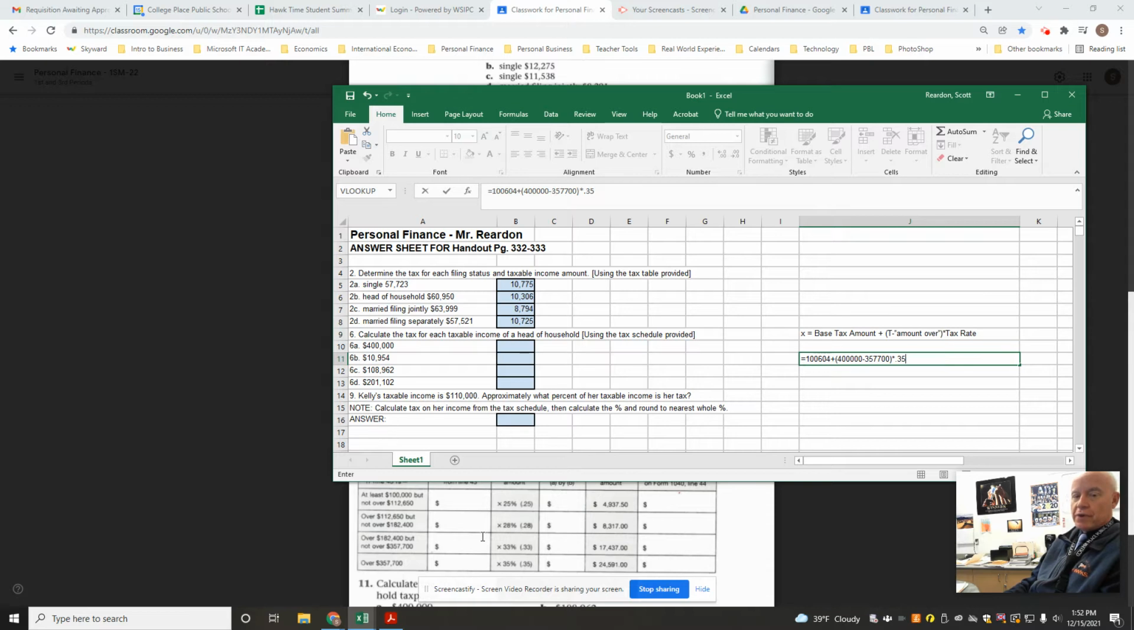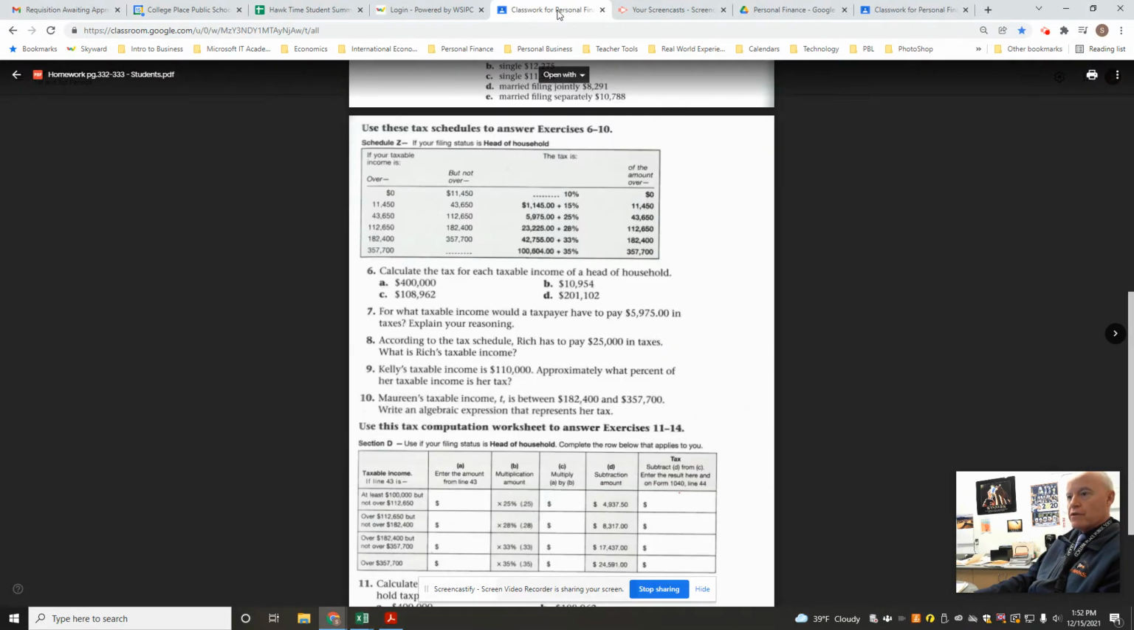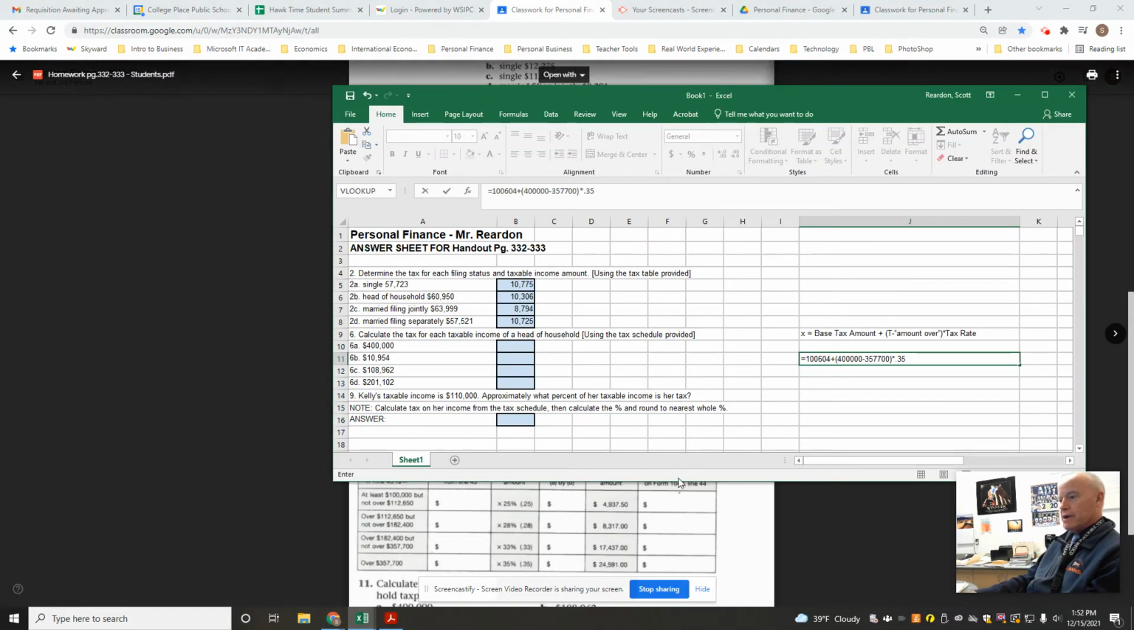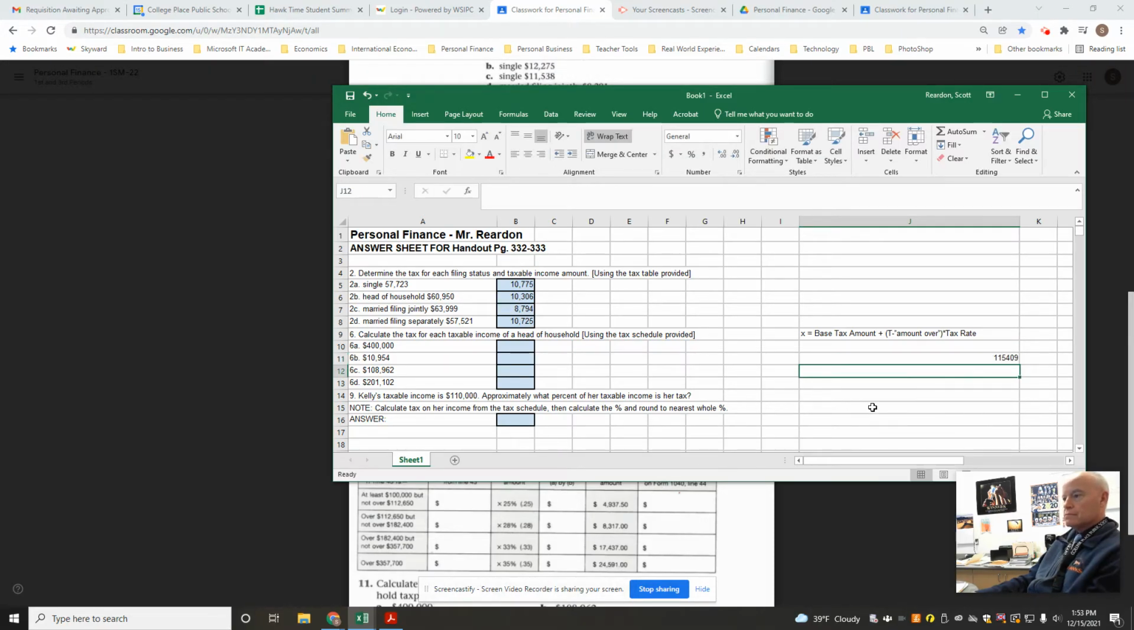PEMDAS will hold true: parentheses, exponents, multiply, divide, addition, subtraction. So it's going to calculate the amount in the middle of the parentheses first. Let's make sure my amount over was correct. 357,700, yes. And multiply by my tax rate. I'll copy that formula over here. 115,409 is my tax on 400,000. I'm going to keep that over there.